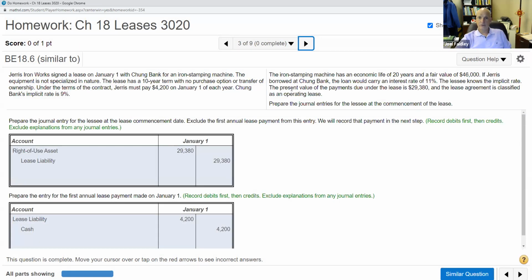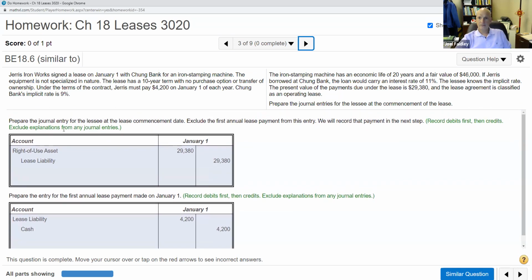All right, what about number 3? Now we're getting into some journal entries. Ironworks signed a lease on January 1 with Chung Bank. 10-year term, no purchase option, no transfer of ownership. Again, they're telling you the answer to those first 2 questions in this 5-question checklist. Must pay $4,200 on January 1 of each year. Implicit rate is 9%.